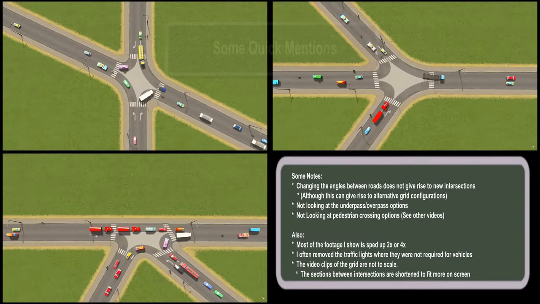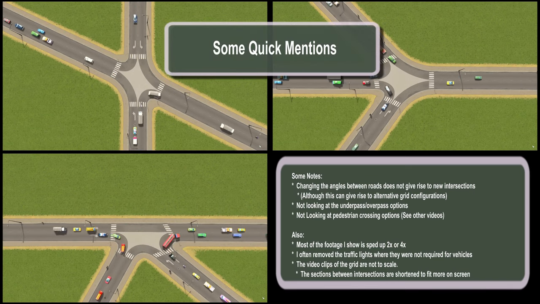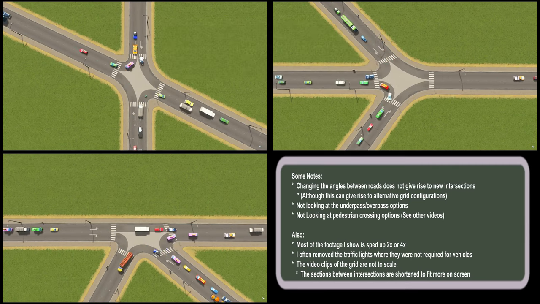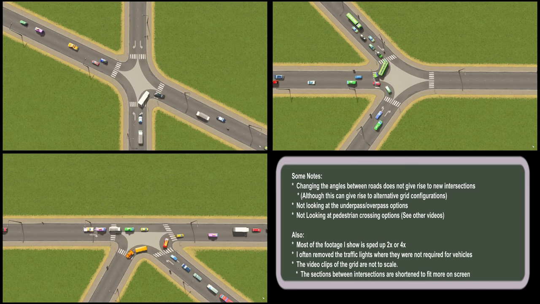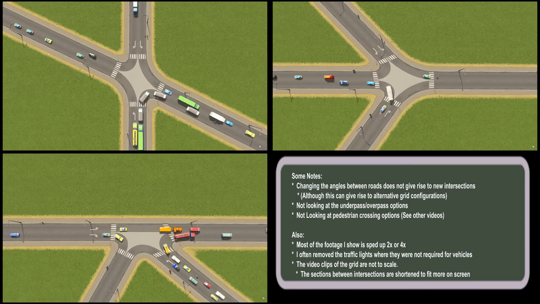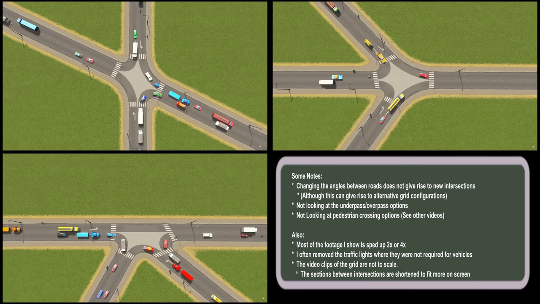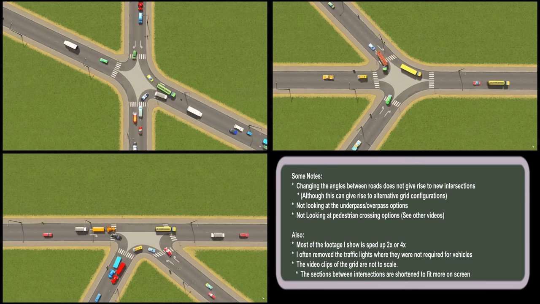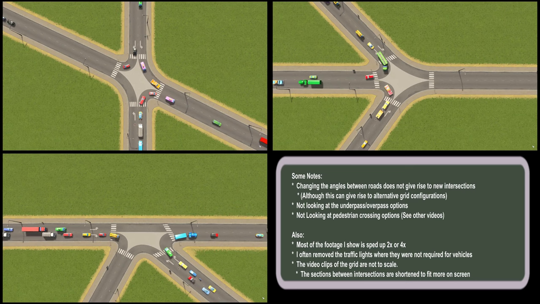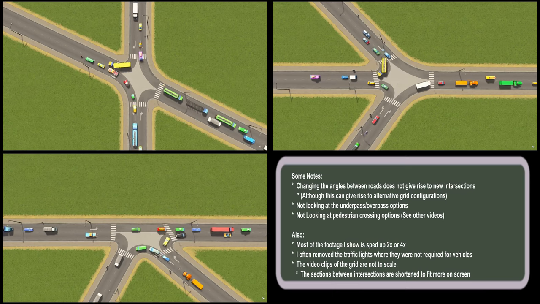So, I just want to quickly mention that the angles and orientation of these intersections can easily be changed without affecting the fundamental properties. With all of the intersections you see here, they may look different, but they're all basically the same as the original double T junction. Also, some of the intersections I look at could lend themselves to having an overpass or an underpass instead of things like traffic lights, but I'm just looking at grade intersections in this video. And with a few exceptions, I'm just going to focus on the intersections themselves. I talk about the grid configurations that could be used in some of my other videos.